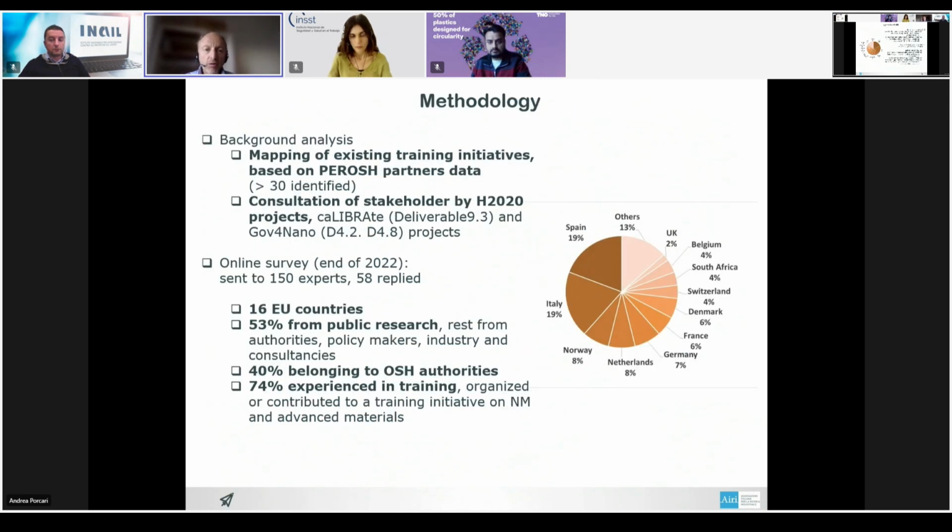Just going into our survey and our results, Fabio already presented our mapping exercise that has been complemented with results from a consultation of stakeholders and analysis made by the Calibrate and Govern Nano projects. You can find the name of the deliverables, and you can navigate into the websites of the two projects and find the deliverables if you like. We made the survey at the end of 2022. We sent it to 150 experts. We got 58 replies from, I think, quite authoritative experts throughout Europe, 16 EU countries represented plus some non-EU countries, more than half from public research, the rest from authorities, policymakers, industry and consultancy, 14% belonging to OSH authorities and partner members. Most of the people were already experienced in one way or another on training.